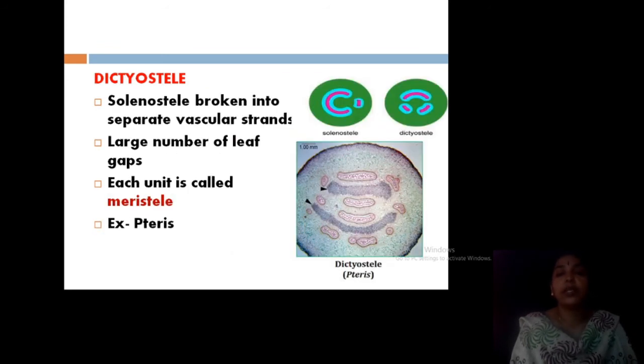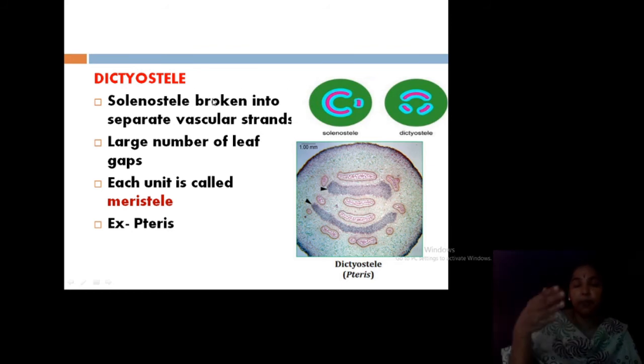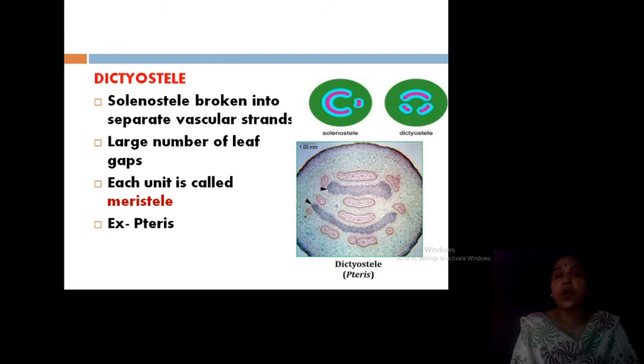Now, what is dictyostele? Here in the first case, solenostele, you can see only one gap and it is divided only on one side, only a small portion is left. But what happens here is, it is cut into different pieces. So, solenostele broken into different separate strands, and it is known as dictyostele. And each separated strand is known as a meristele.